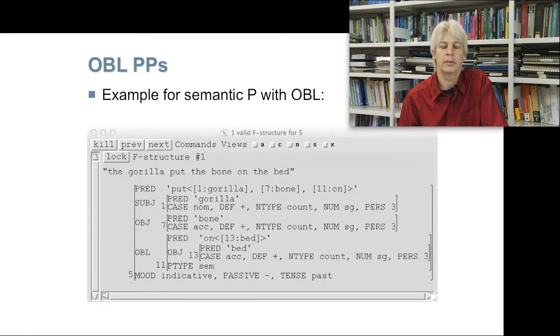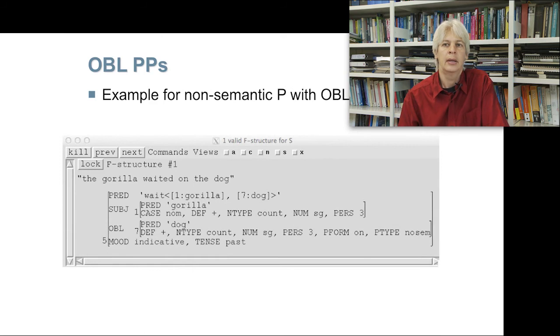Okay, now let's move back. So this is the semantic PP, the oblique prepositional phrase. And now we have, lastly, an example for a non-semantic prepositional phrase, which is also an obl. The difference here is that we don't assume that the preposition has its own predicate value, so you don't see a pred in here. All you have is the P form, on.